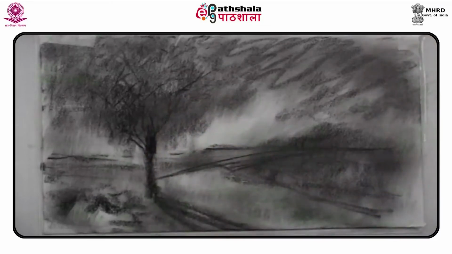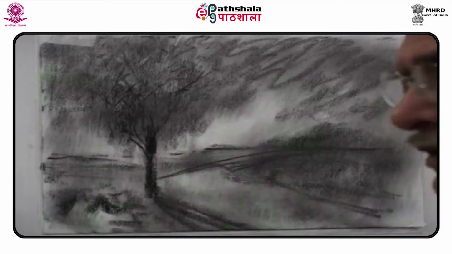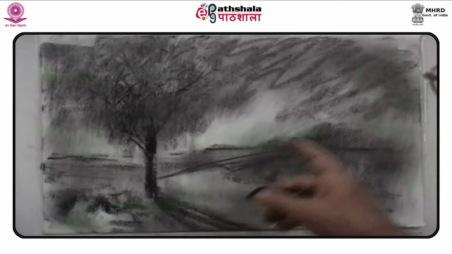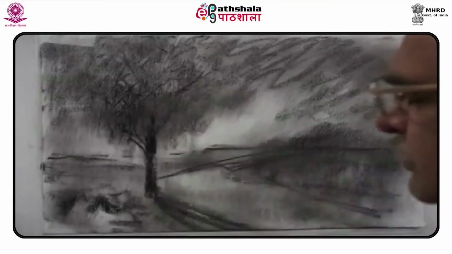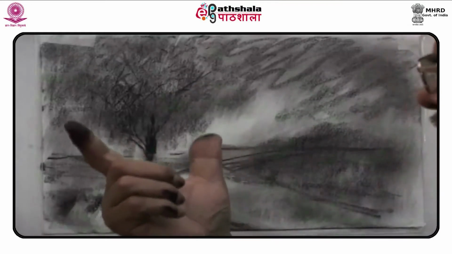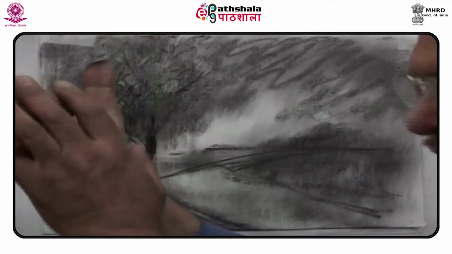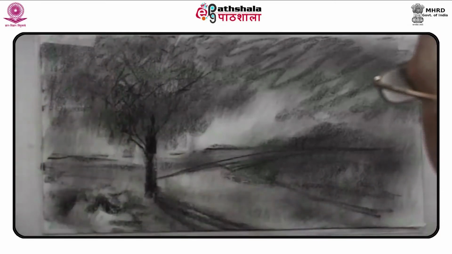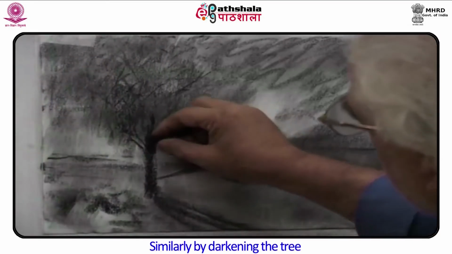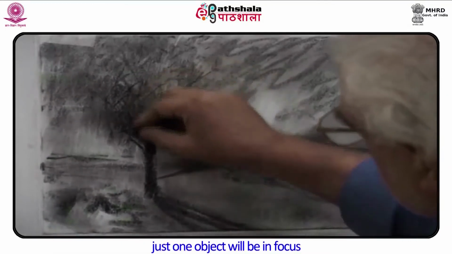Without contrast, one would have the sensation of light, but would be unable to see line or shape. In a painting, it is very important to highlight one part and turn it into center of attraction. When I show you my arm, hand can be the attraction, not the whole arm. Similarly, by darkening the tree, just the one object will be in focus.